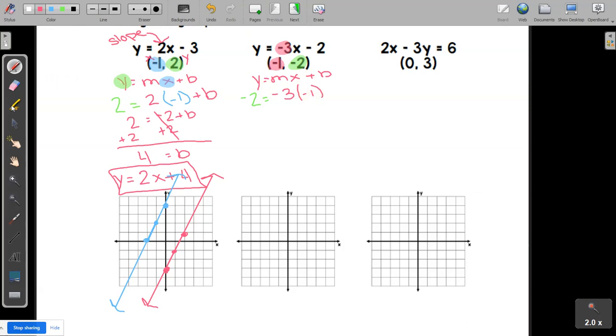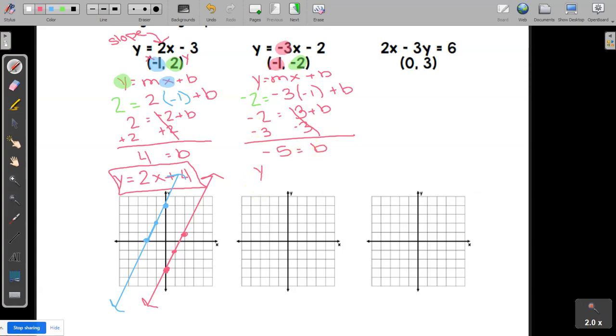We're going to add our b. We don't know what our b is. So we're going to do -3 times -1. That gives us a +3. Bring down everything else as is. Now we need b by itself, so we're going to subtract 3 from both sides. So -2 minus 3 is -5, so our b is -5.